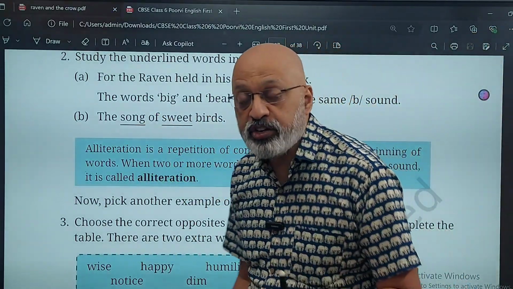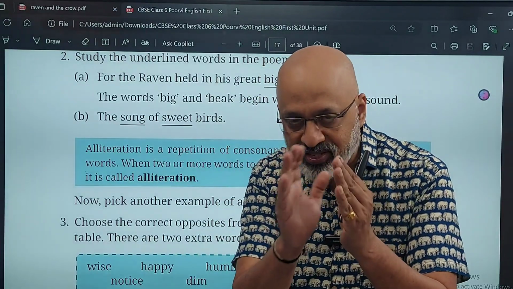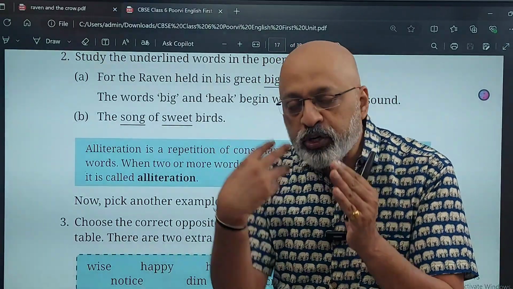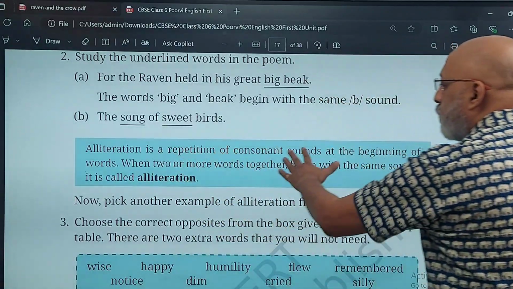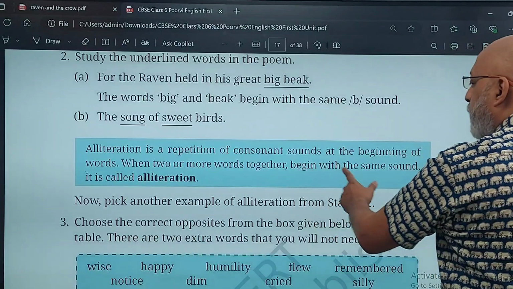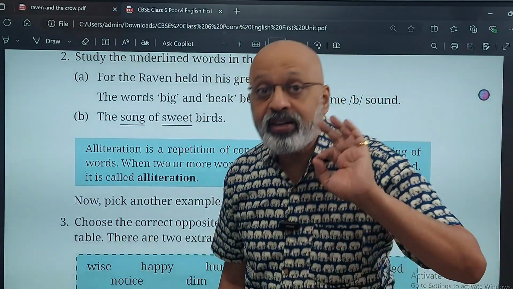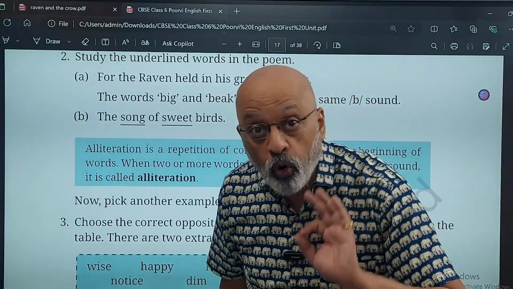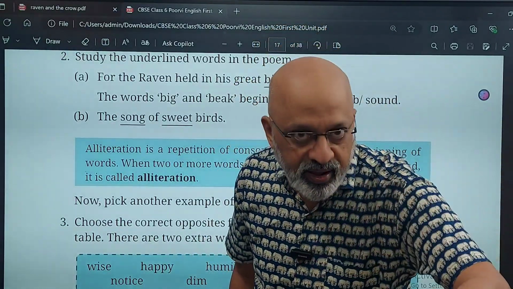This is called alliteration. When the same consonant is used together in two successive words to give a particular sound to the line. So alliteration is repetition of consonant sounds at the beginning of words. When two or more words together begin with the same sound, it is called alliteration. Now this is a poetic device. It is called what? A poetic device used in poems in order to have a certain effect.